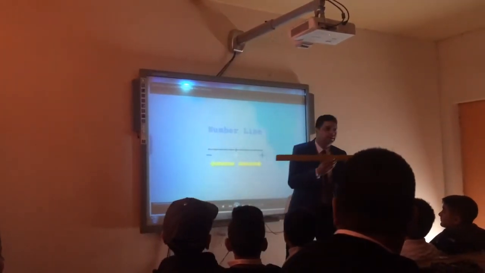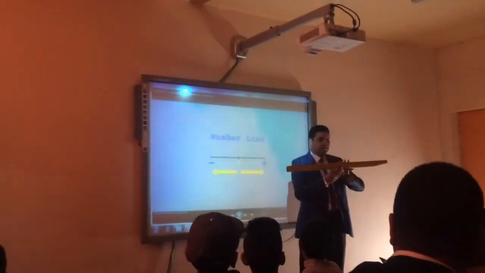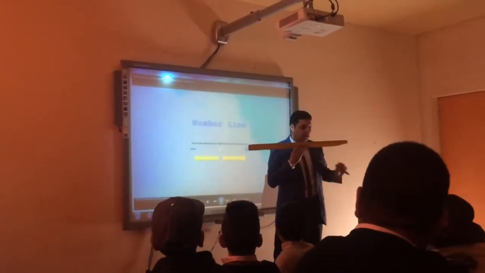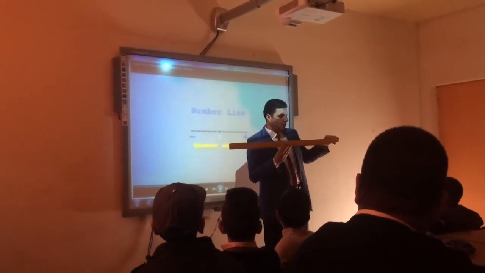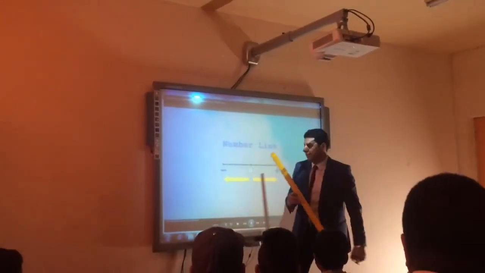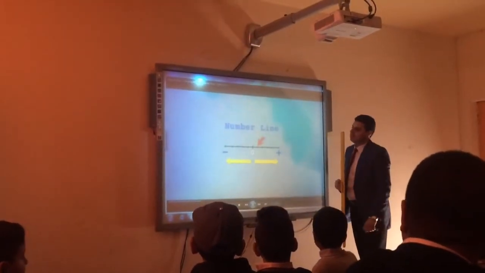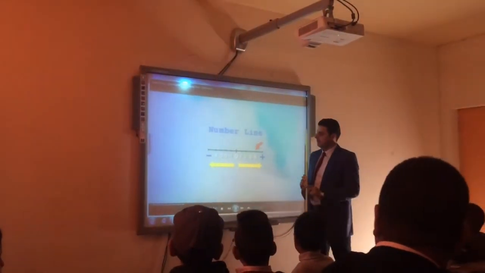The number line consists of 0 in the middle, and positive and negative numbers. Yes, this is a number line. And there are usually marks showing where each integer is along the way.